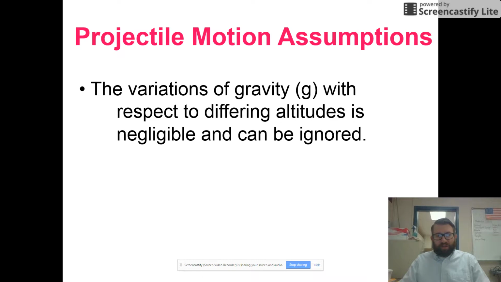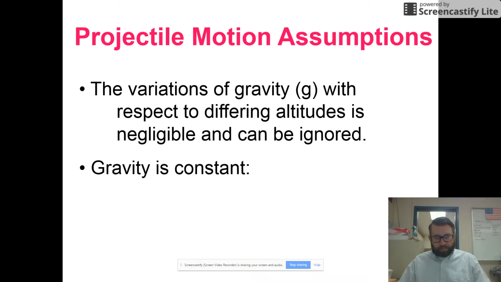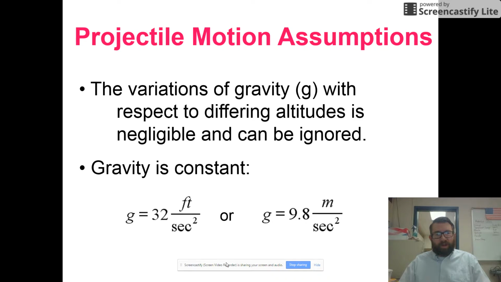Variations of gravity also is negligible and can be ignored. So even if you're on the top of a mountain or at sea level, the variation of gravity is minimal, and so we don't worry about it. So gravity is constant. These two numbers you need to keep in mind. G equals 32 feet per second squared, or G equals 9.8 meters per second squared. So depending on if you're in US or if you're in SI.